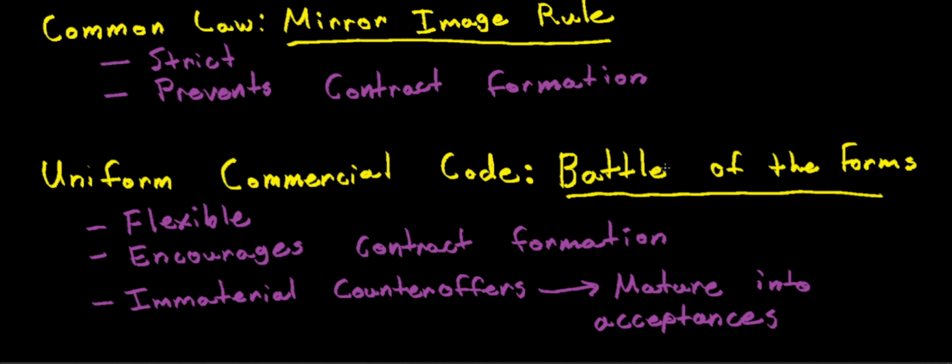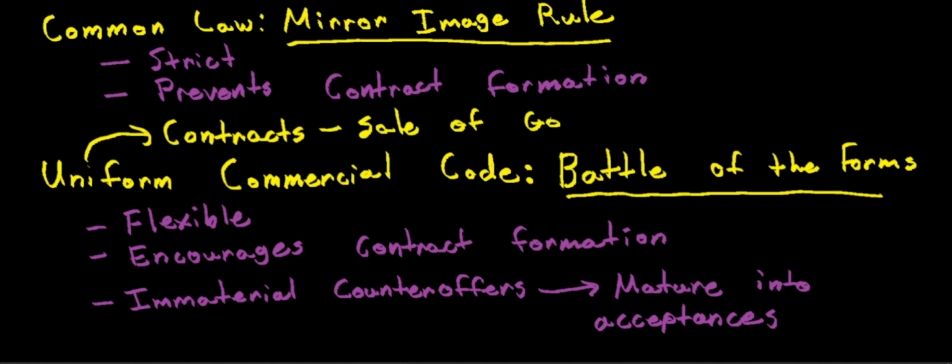So that sort of gives you a preview for how the Uniform Commercial Code differs from the common law. And remember that the Uniform Commercial Code is governing contracts for the sale of goods, which is sometimes just referred to as sales. So contracts for the sales of goods are governed by the Uniform Commercial Code, which does not follow the mirror image rule and has its own approach called the Battle of the Forms.